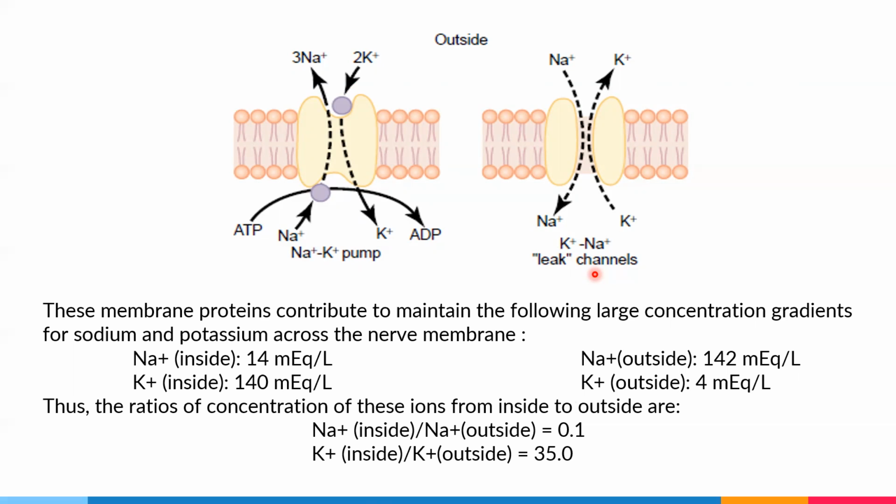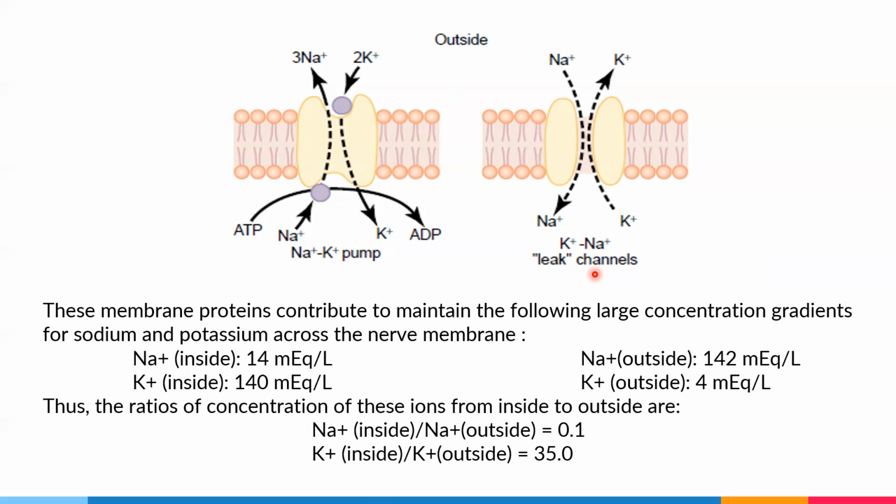Thus, the ratios of concentration of these ions from inside to outside are as follows: sodium inside divided by sodium outside, the ratio is 0.1, and potassium concentration inside divided by potassium concentration outside, the ratio that is maintained is 35.0.